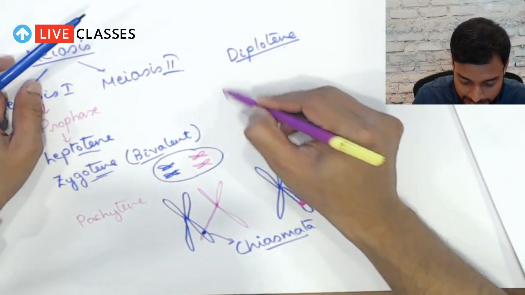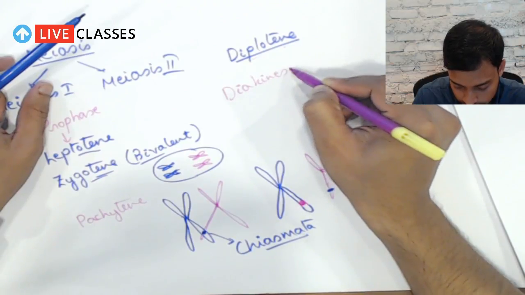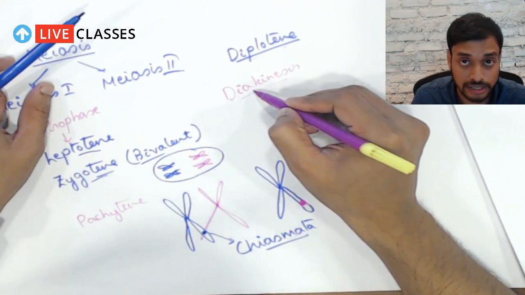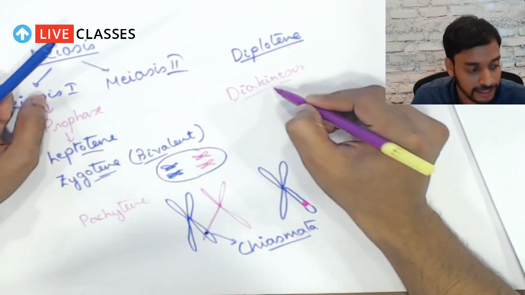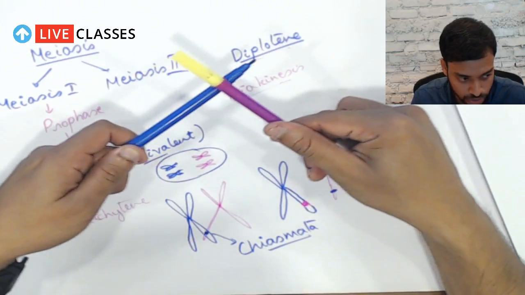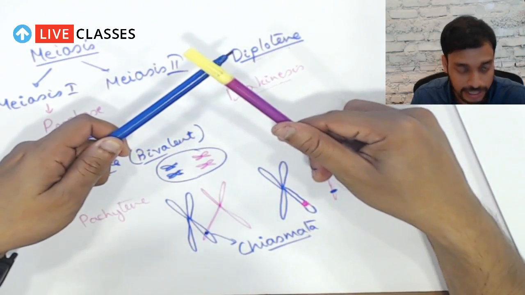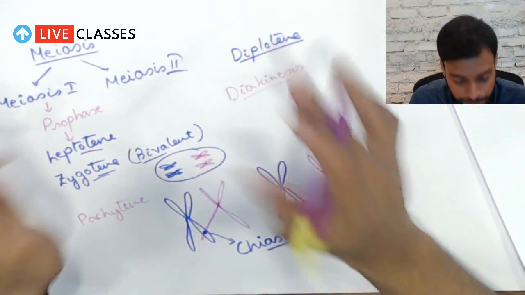And next is diakinesis. Diakinesis is the last stage, the 5th stage of prophase 1 of meiosis 1. So what happens here? Terminalization happens. So this cross which was formed starts moving to the terminal point, the end point. Correct? This is known as the diakinesis stage. So we have covered 5 stages.